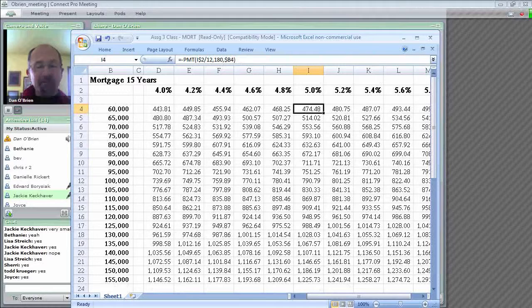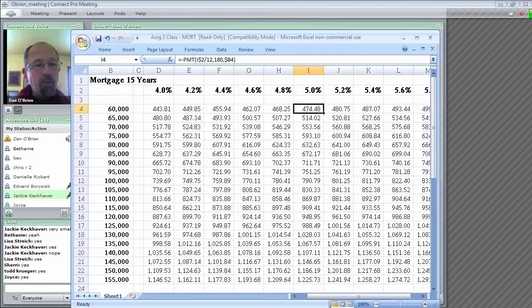Only $150 more, and I only may have to pay off that mortgage half the time. It's kind of cool, huh? Another little lesson in personal finance, too. But I hope you guys find these spreadsheets highly useful.